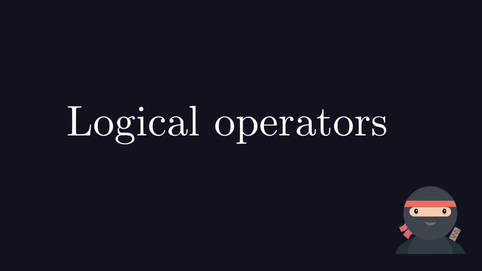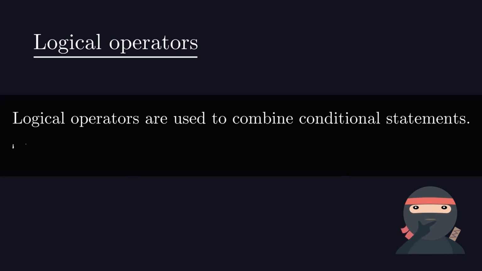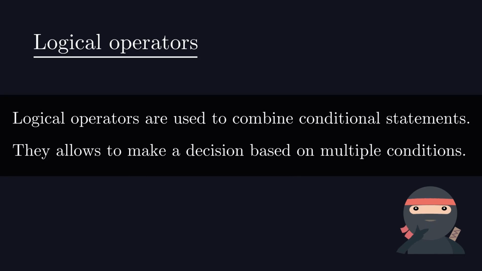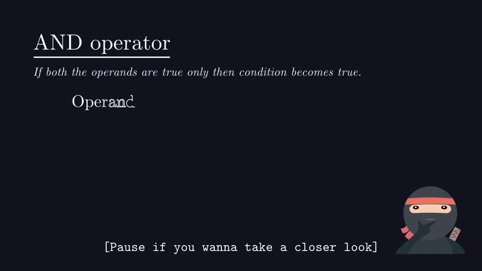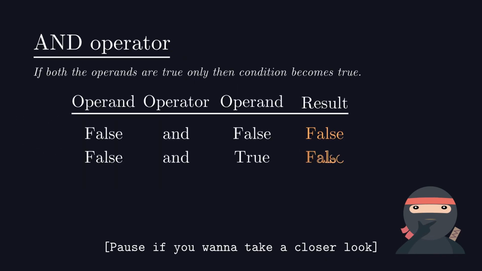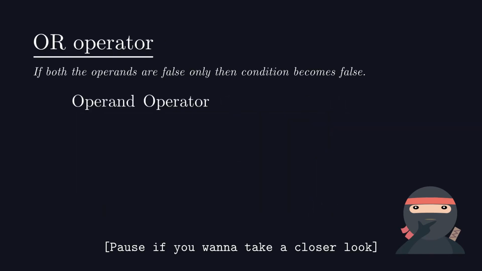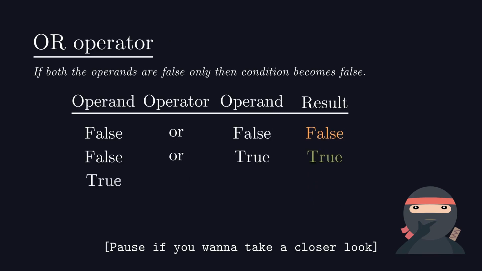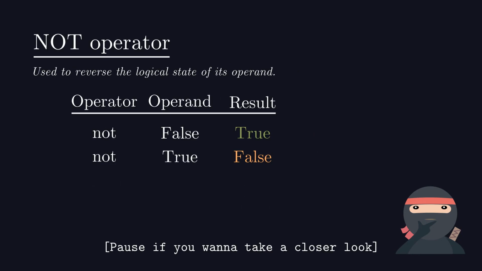Logical operators are used to combine conditional statements. They allow us to make a decision based on multiple conditions. There are three logical operators. The AND operator will return true only if both sides are true. The OR operator will return false only if both sides are false. The NOT operator will just return the opposite.